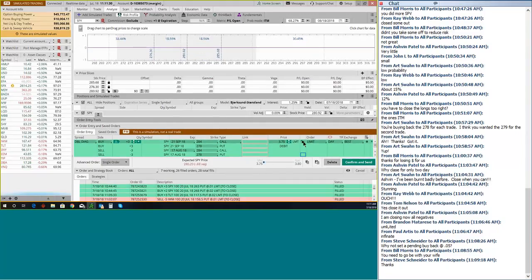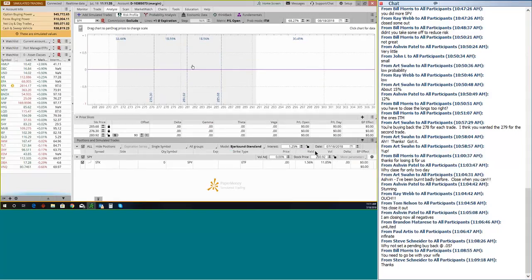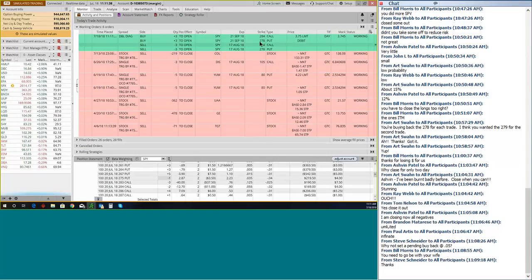Let's see what we can get here. We'll try 275. See what we get. Okay, so there's the trade that we'll put in, and we'll get filled on that sometime by the end of today, and I'll make sure I take a screen capture of it in the filled order segment and put it in the forums.